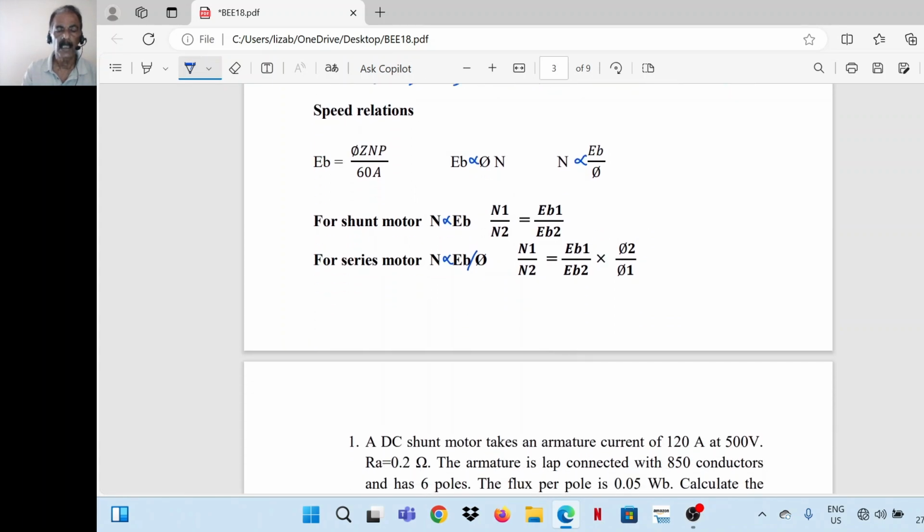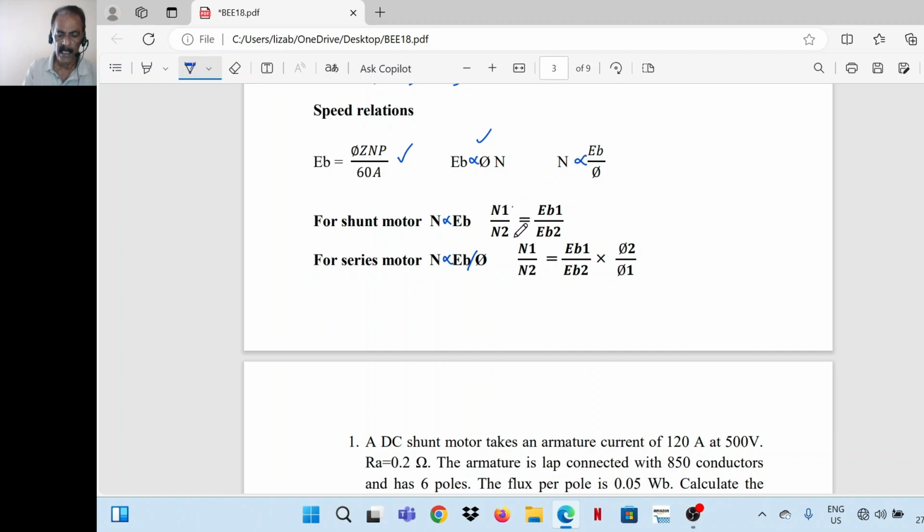Now the speed relations are, so we know that back EMF is equal to phi z N P divided by 60A. So we can generalize it. Eb is proportional to phi into N, because the rest of the parameters are constant for a particular motor. Or you can write N is proportional to Eb divided by phi. And for shunt motor, since flux is constant, during its operation from no load to full load, the field current is not changed, or flux is kept constant.